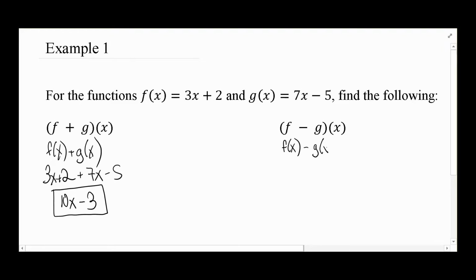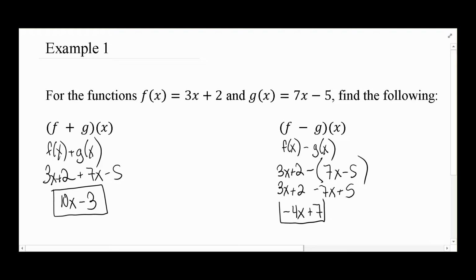minus g of x. The only trick, the only thing to be aware of in this case is to remember to subtract all of g. So by subtracting all of g, we're saying make sure you have parentheses around g, which basically means distribute that negative, and then we can combine like terms. So pretty straightforward, pretty simple.